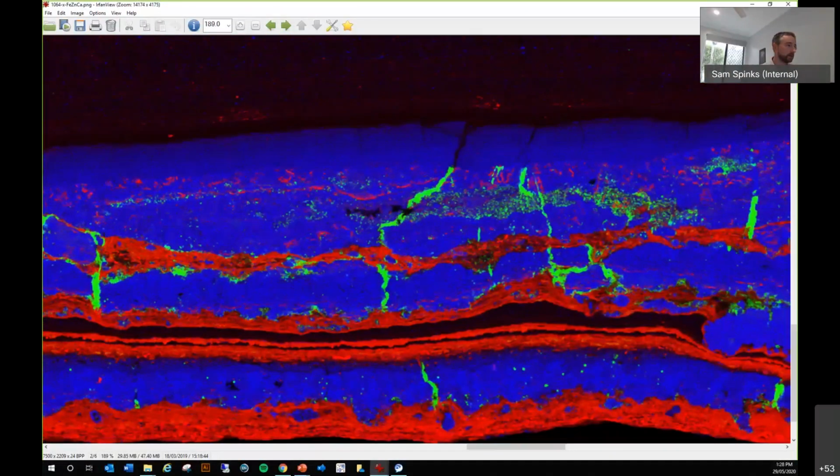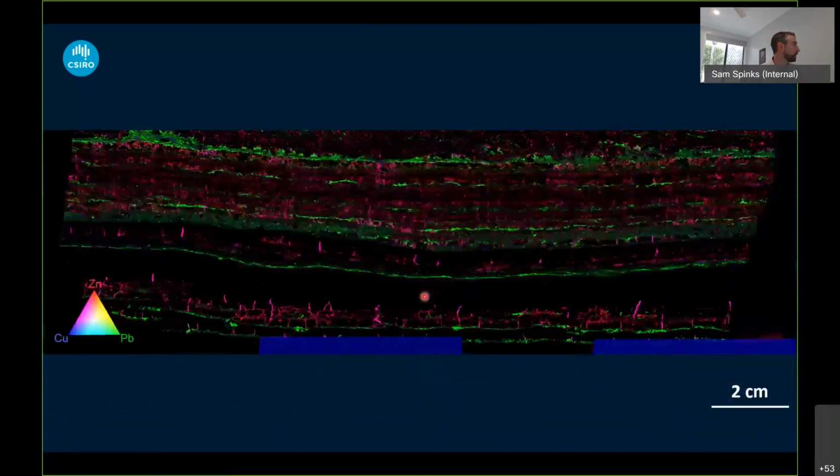Jump back into PowerPoint very quickly. What I want to highlight here is the occurrence of copper in this ore deposit. Copper is poorly understood and not very well documented in these types of zinc-lead deposits. But what we have here is zinc's now gone to red, we've got lead in green, and the copper's in blue.